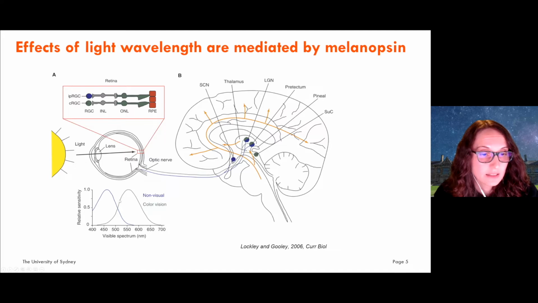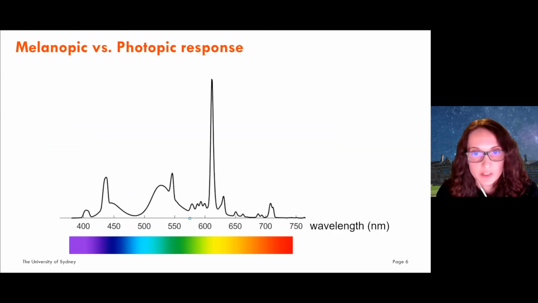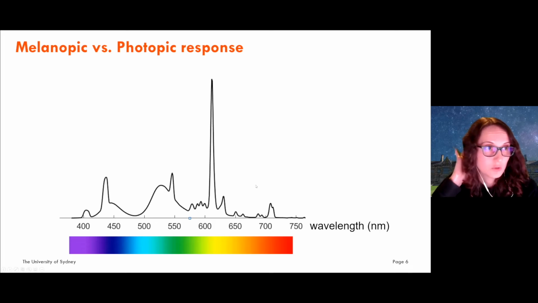This is the comparison of the 2 sensitivity curves, one for the visual system and the other one for the non-visual or melanopsin-mediated system. Why it matters is that for different light sources, the photopic illuminance and melanopic effects will be different. Just to show you a quick example of this, here we can see the spectral power density profile for a usual fluorescent lamp.